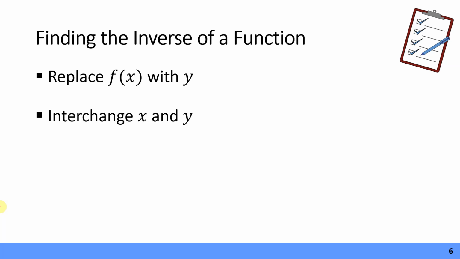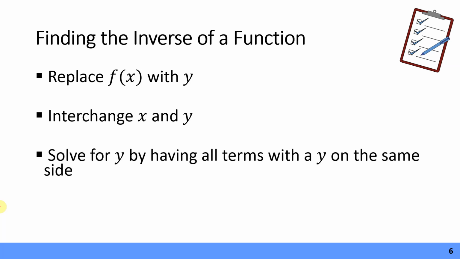Second thing, just like we did on the last slide, we're going to interchange our x and our y. Of course, not coordinates or ordered pairs, but actually the variables. Variable x is going to take the place of the variable y and vice versa. After that, we're going to solve for y by having all of the terms with a y on the same side of the equation. Everything that has a y has to be on one side and everything that doesn't have a y on the other.